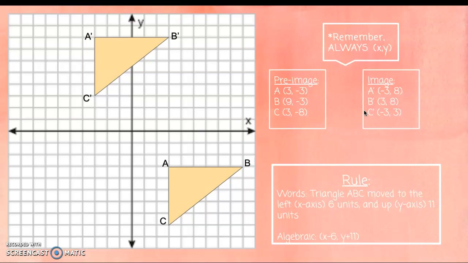Here's another example. Same thing, pre-image. I have my 3 points here, A, B, C. My image, A prime, B prime, C prime.